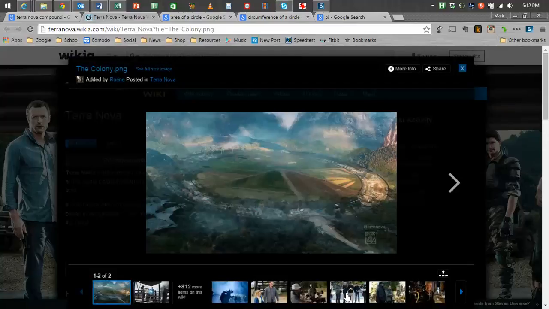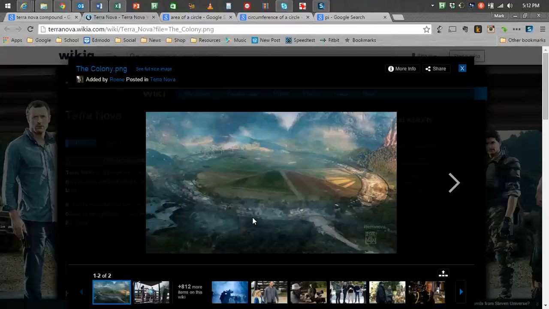I was watching a TV show called Terra Nova on Netflix, and so far it's actually shaping up to be fairly stupid. But when we were watching it, they had a big circular compound, and it's in an environment where, although they have very nice houses, resources seem to be limited, or you would imagine they're limited.